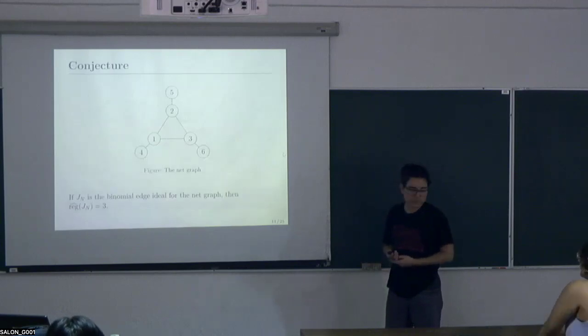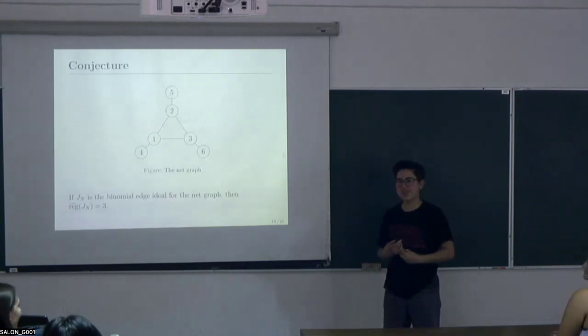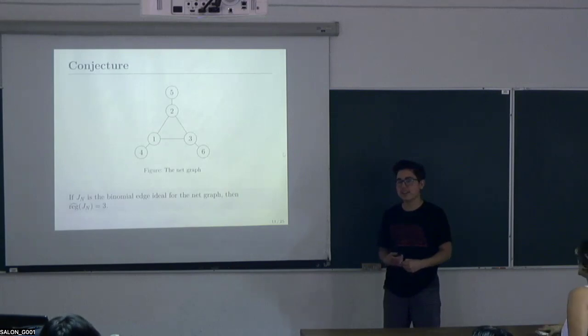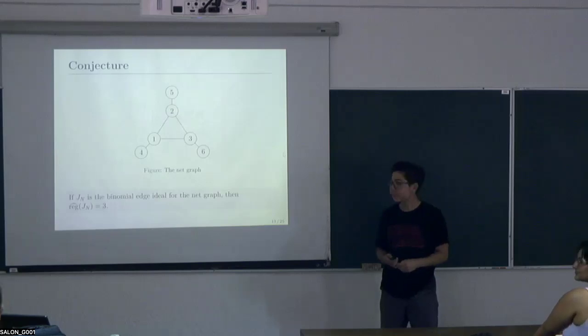So now on to something that we tried very hard to show, but we were unfortunately unable to do so. This right here is a picture of the net graph, and we believe very strongly that the asymptotic regularity of its binomial edge ideal is equal to 3, but that was not something that we were able to show.